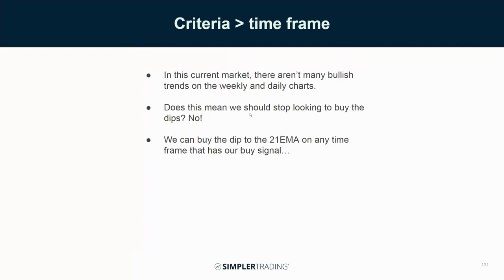So criteria, I think, is way more important than the time frame. Right? And we're not in the market right now. We will be one day. Right now, though, we're not in a market where those picture-perfect bullish trends are on the weekly charts and the daily charts. So one might think this means we're not in the market where we can buy the dip. I disagree. Just like trading that bullish squeeze, we'll take a bullish squeeze on a daily chart down to a 5-minute. We can buy the dip to the 21 EMA on any time frame that has our buy signal.